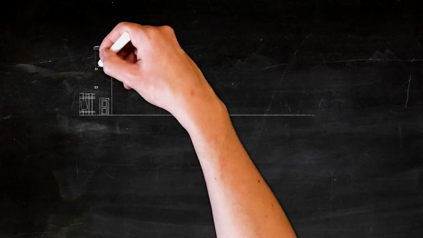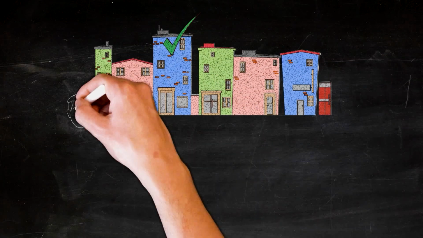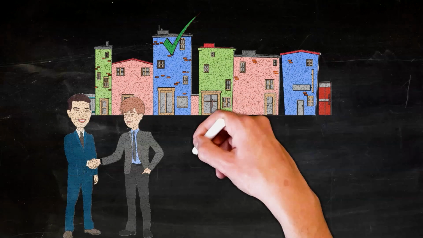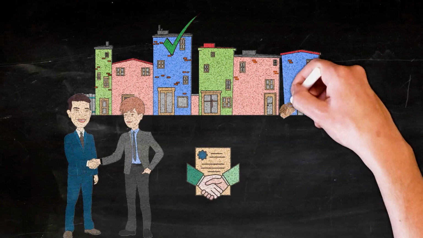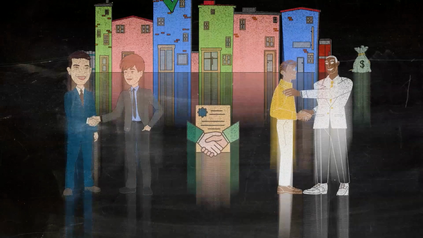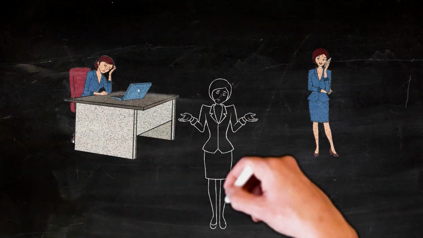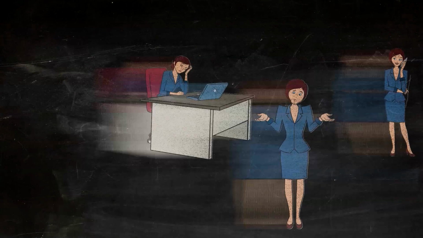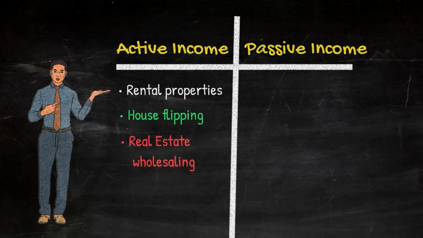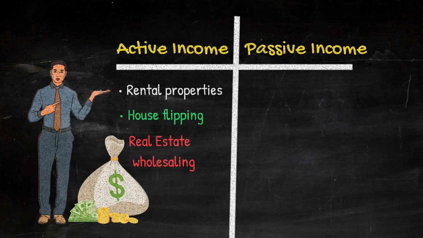Wholesaling real estate involves finding properties that can be purchased below market value, negotiating with the seller to purchase the property, signing the purchase contract with the seller, and then selling that contract to another investor for a fee. All of these strategies require a lot of time and effort, especially when you're just starting out. However, the reason many people still choose these active strategies is because they allow you to realize much higher returns than other, more passive investments.